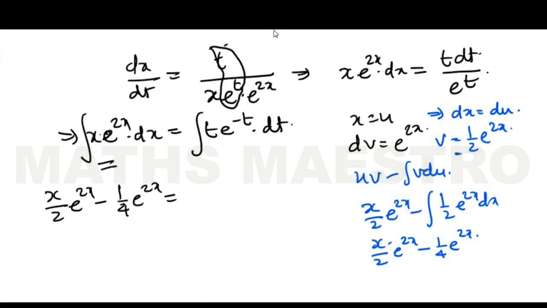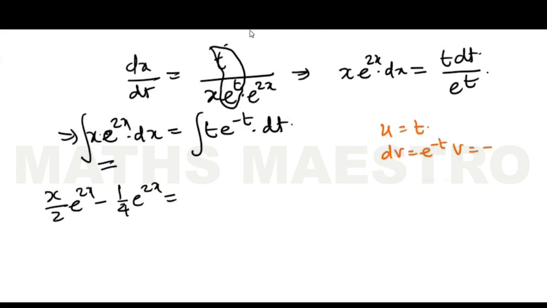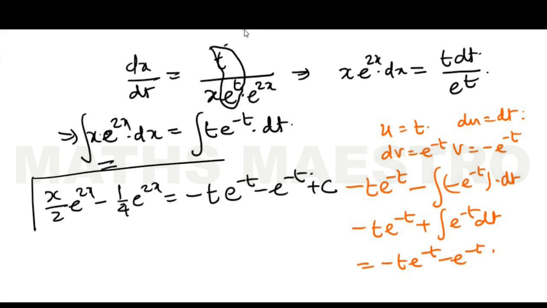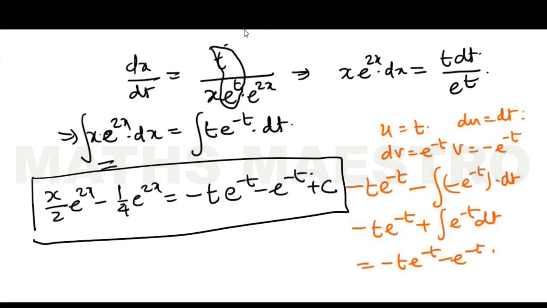Similarly, applying integration by parts on the right hand side. Therefore, on the right hand side we can write t e to the power minus t minus e to the power t, and a constant of integration c. And this is it. This is the solution for this particular question, question number 9. So we got this equation as the final solution for question number 9.